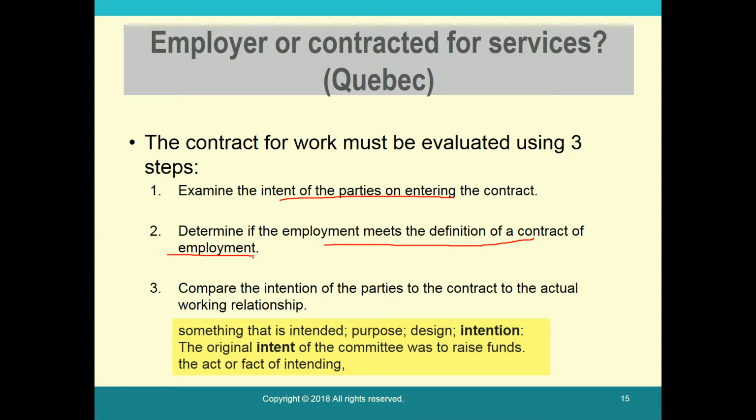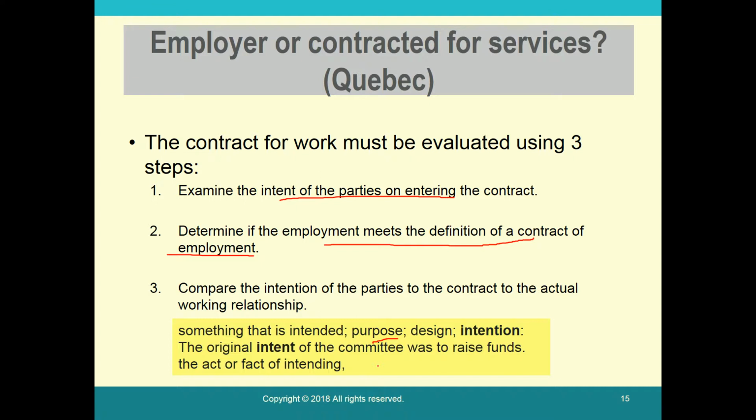Very clear. What is the intent? What is the intention? Intent means something that is intended: purpose, design, intention. For example, the original intent of the committee was to raise funds; it is the act or effect of intending. So, in the contract people should expressly state what I will be doing, how I will be doing it, who will be controlling me or not, and whether I am independently doing certain things or not.